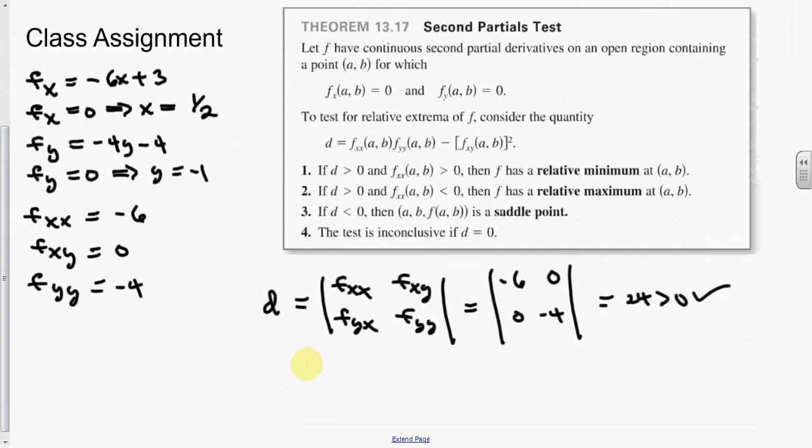So D is positive, and f sub xx is negative. Yes, sir. No, the mixed partials won't always be 0. Just for these problems right here, they're coming out that way. Yeah, that's a good question.